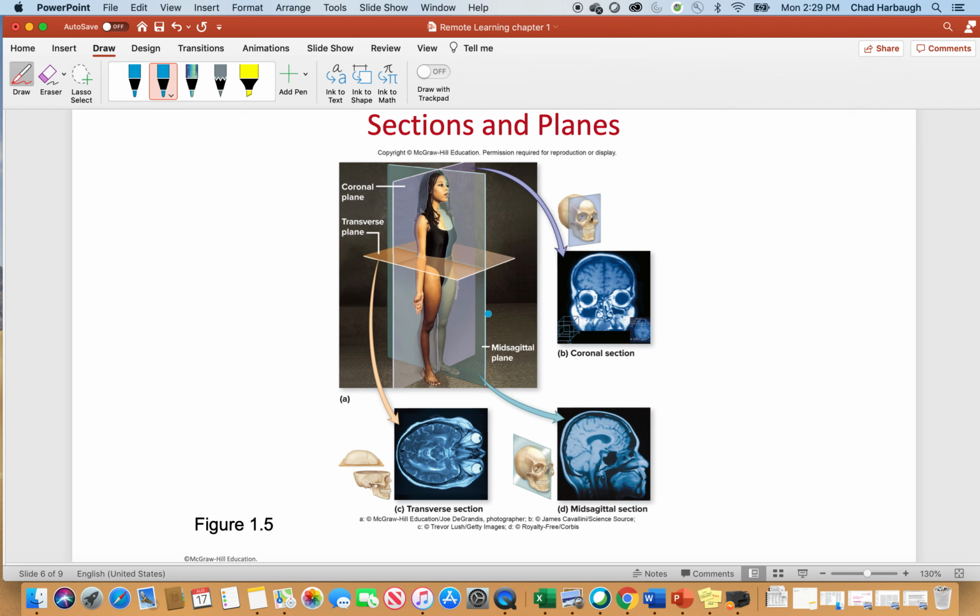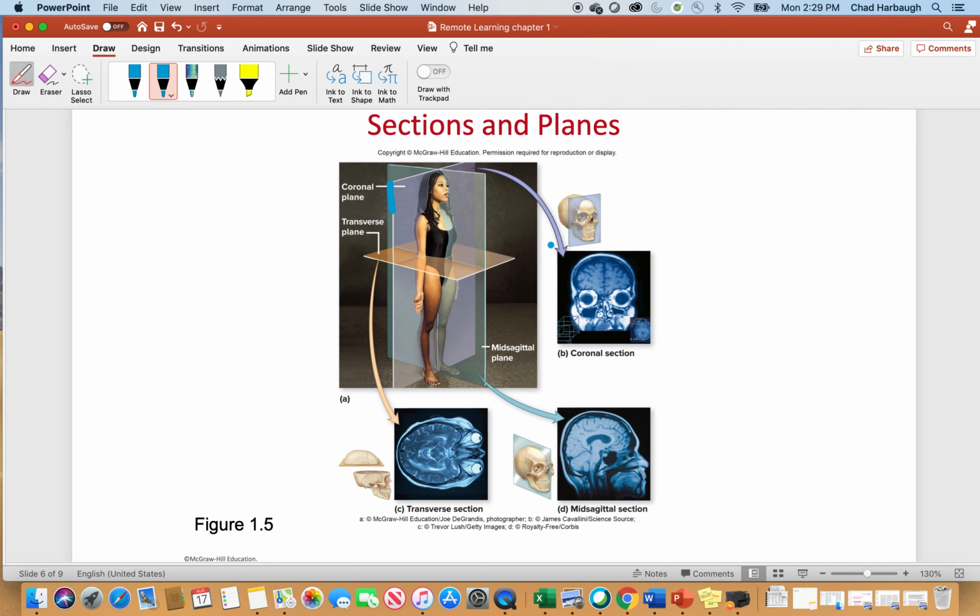When we see correct anatomical position, we can then break the body up into sections or planes. The first one would be the coronal plane, located here. The coronal plane divides the anterior from the posterior sections of the body or divisions of the body.